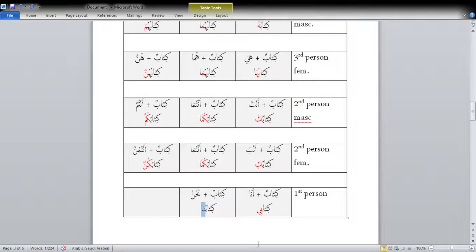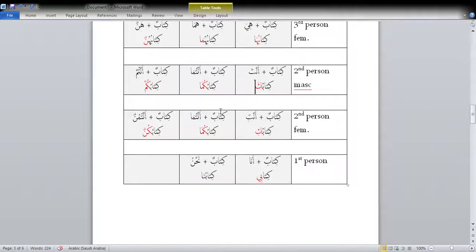Mm-hmm. All right. What does this mean? This one. Kitabuki. Yep. That would mean your book, referring to a singular feminine. Yes, exactly. How about this one? Riyad, you want to take a shot? Go ahead. So kitabuha would be their or her book. Yep, because of hiya, right? Yes. Okay, cool. All right.